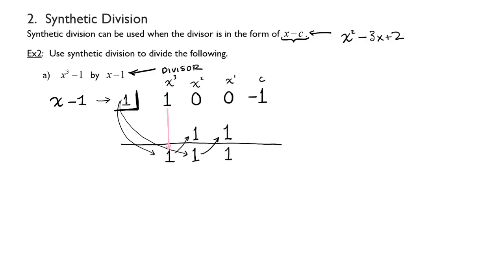0 plus 1 is 1, and I multiply it to the root, or the 1. 1 times 1 is 1, and I put it in the next column to the right. Negative 1 plus 1 is 0, and so my remainder is 0.